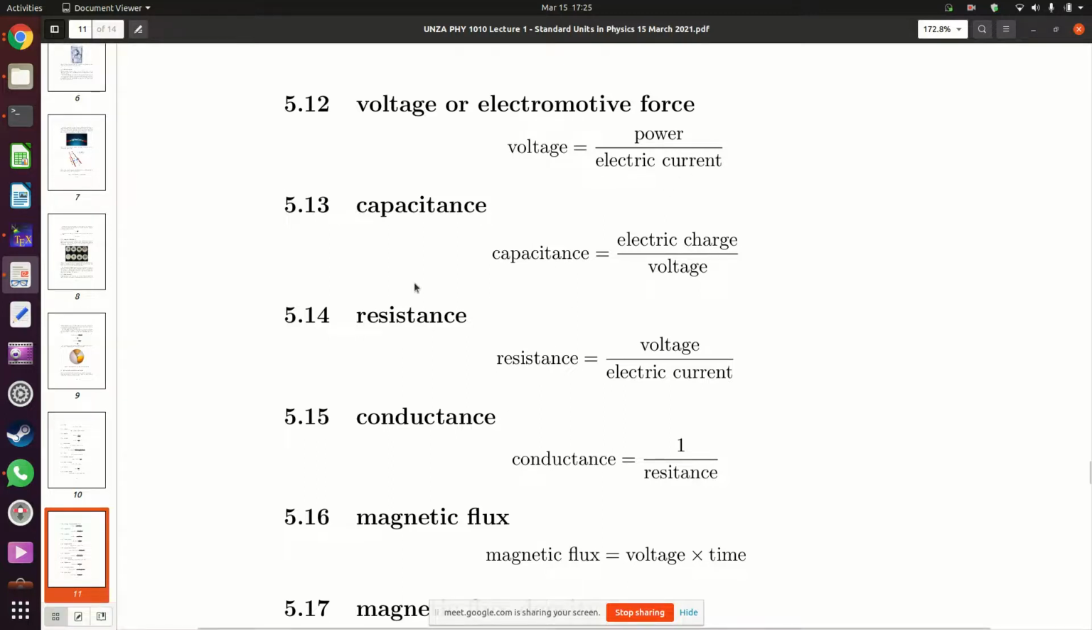Okay. Then there's resistance. Resistance is equal to the voltage divided by the electric current. So here again, you're carrying out a division to obtain the resistance.